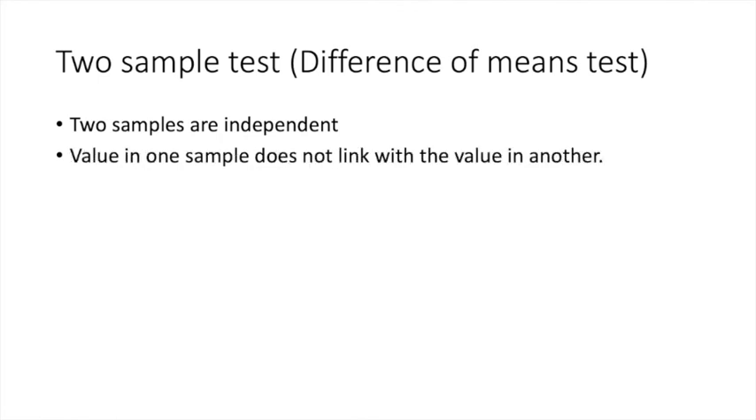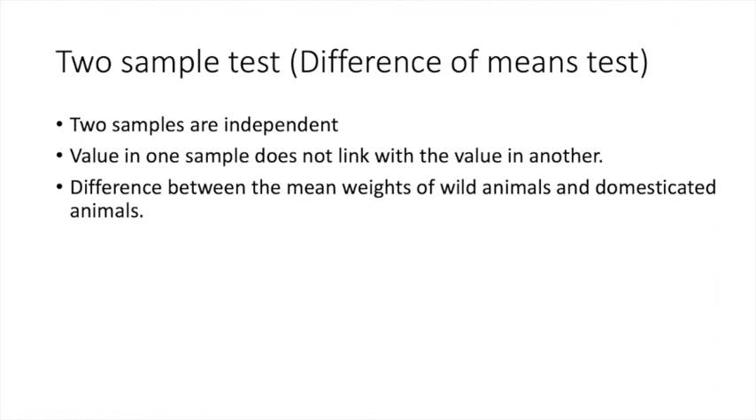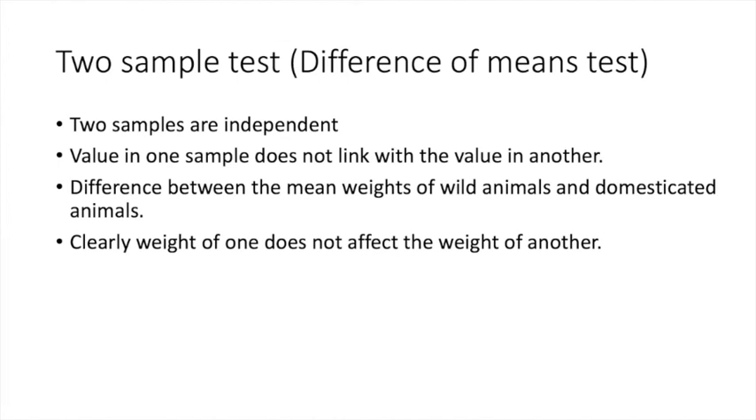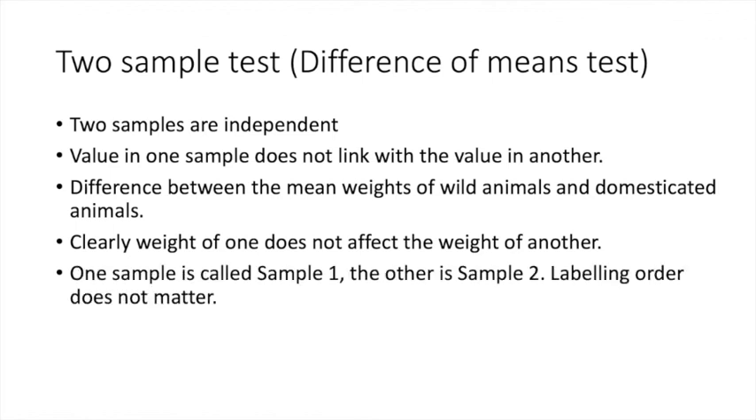In some situations, the two samples cannot be paired. They are independent. The value in one sample has no link with a definite value in another. For example, if we want to ascertain the mean weights of wild and domesticated animals, clearly the weight of one specific wild animal cannot be paired with that of a specific domesticated animal. In such cases, we treat the samples independently and label one of them as sample 1 and the other as sample 2. It does not matter which sample is labeled what.